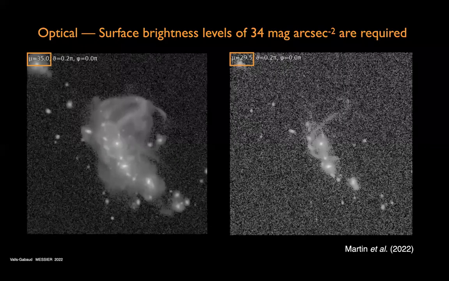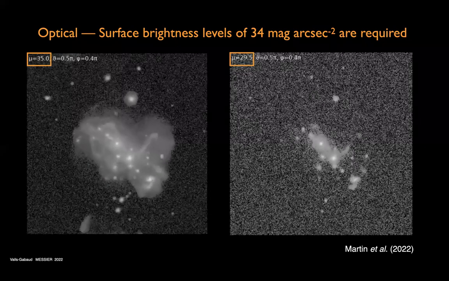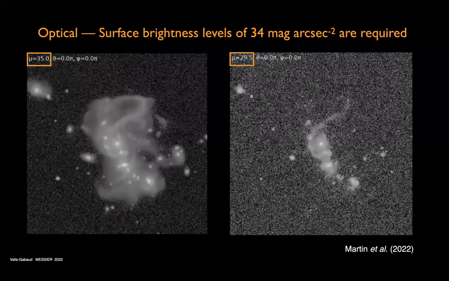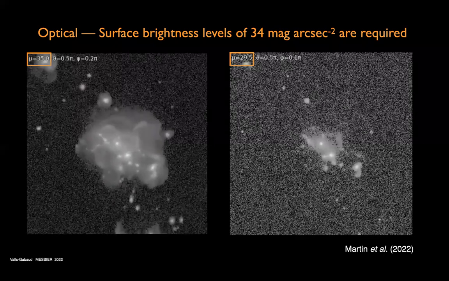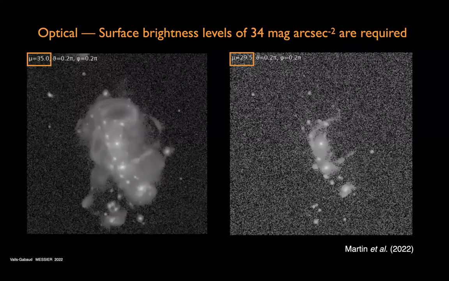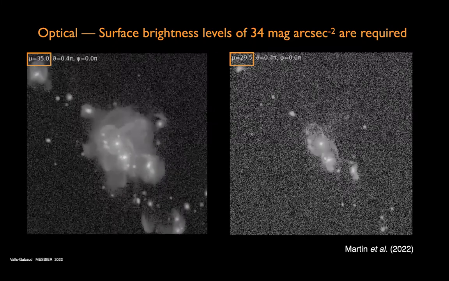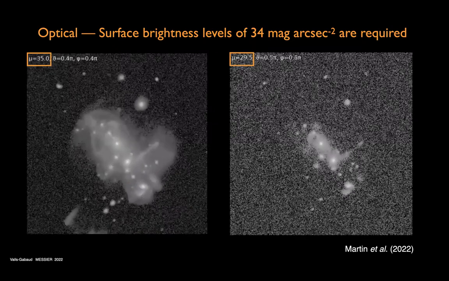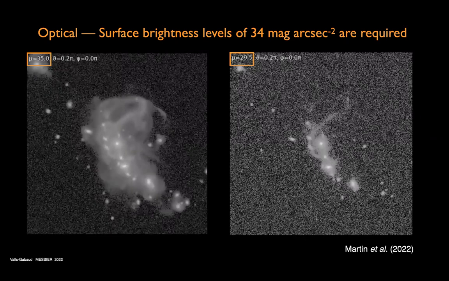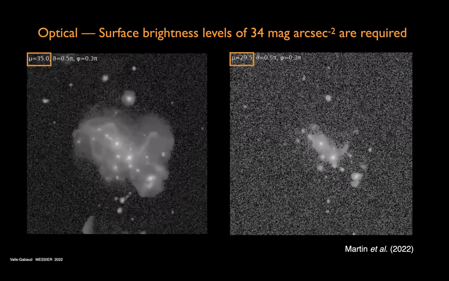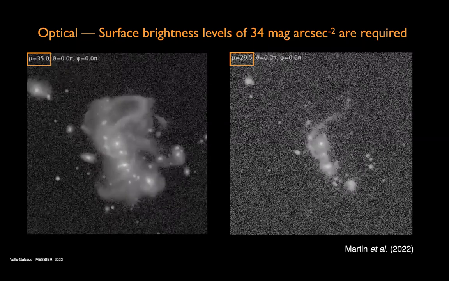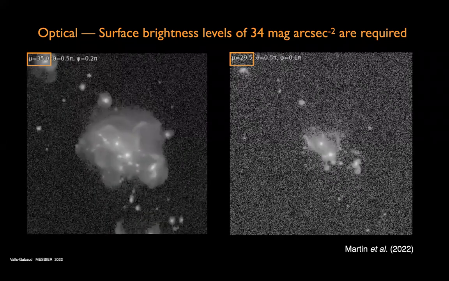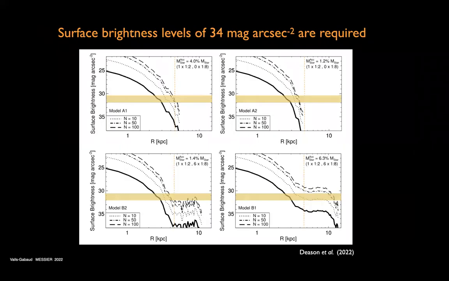So what we actually need to test the CDM paradigm of accretion and merging is to reach something like 34 magnitudes per square arcsecond. Here you have the state-of-the-art simulations, and you see that you reach something like 29.5, which is the state-of-the-art currently from the ground or even from space, and you're missing most of the activity going on. You really need to go to something like 34, and that's extremely challenging. Likewise for dwarf galaxies, you expect them to have halos, but again, below something like 31 or 32.